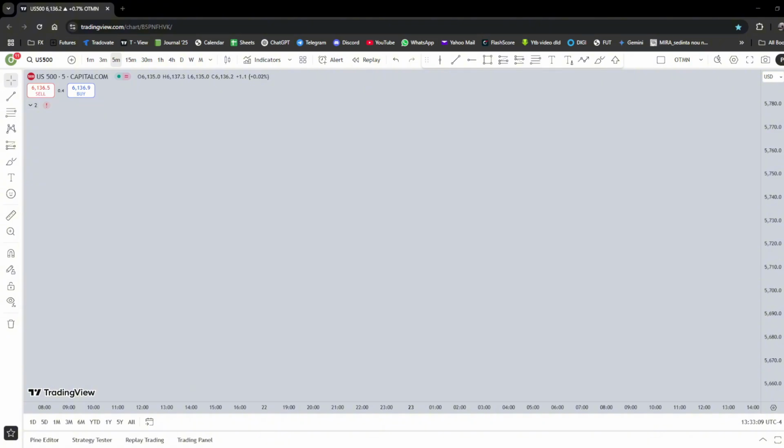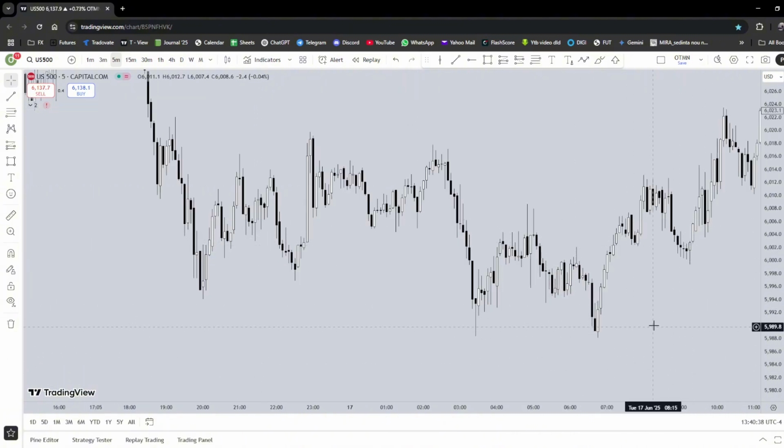Now let's go into the charts and see some examples with real candles. So here's what a breaker looks like. You'll see price break structure through an old bullish order block or bearish order block, then come back to that zone, but now it acts as resistance. So let's take a look at a bullish example.